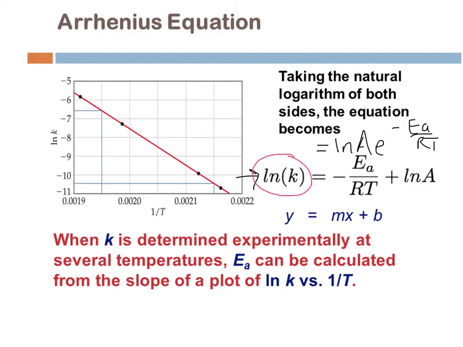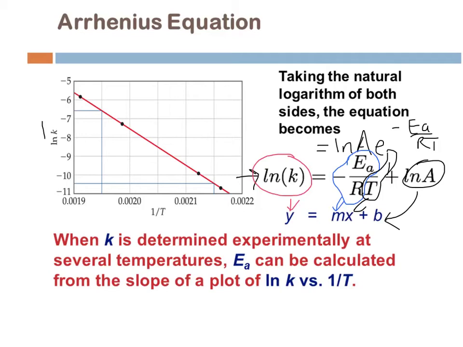So y would be ln K. Our slope m would be negative Ea over R. Our x is 1 over T. And our y-intercept b is ln of A.